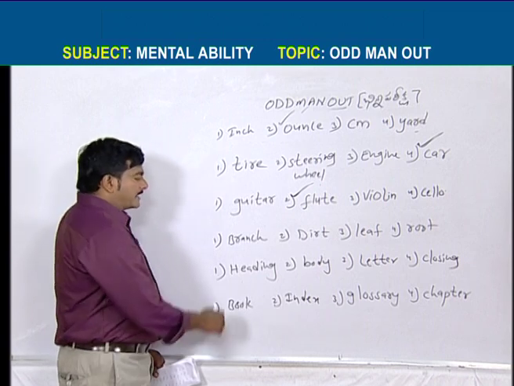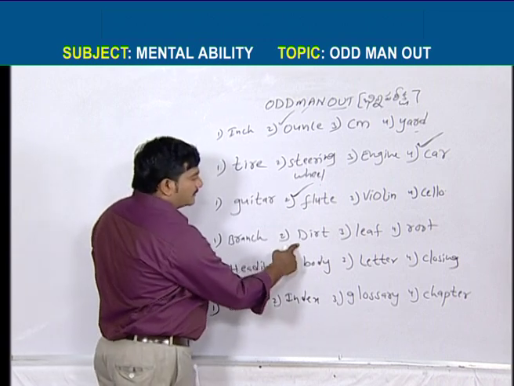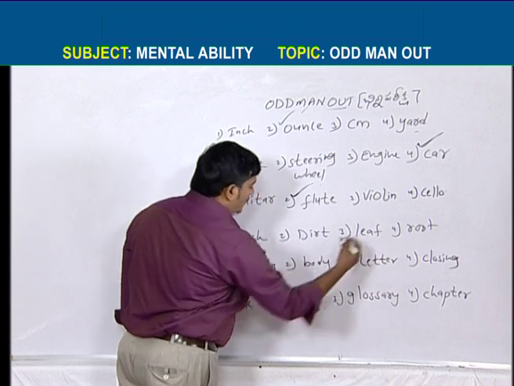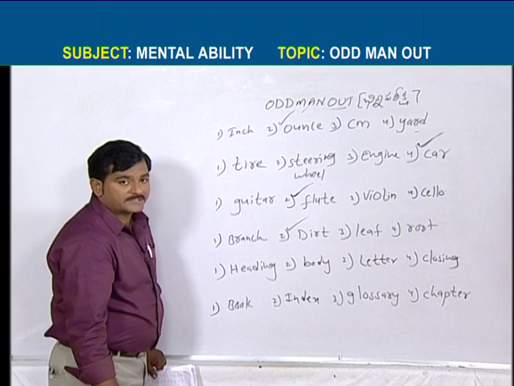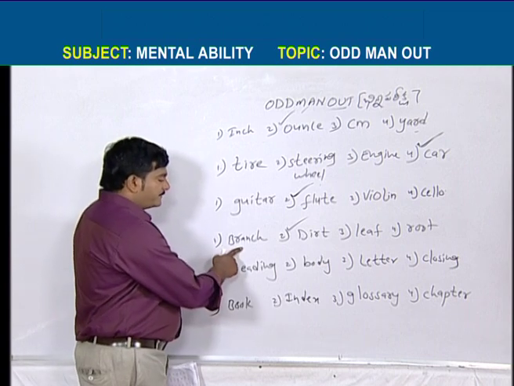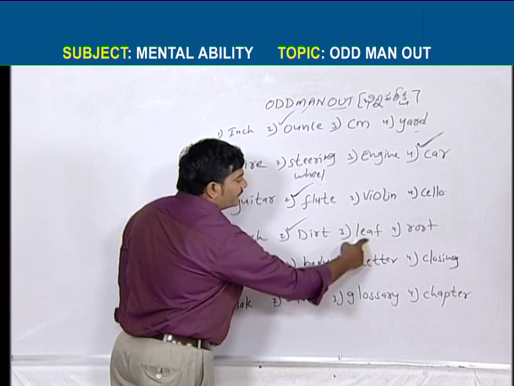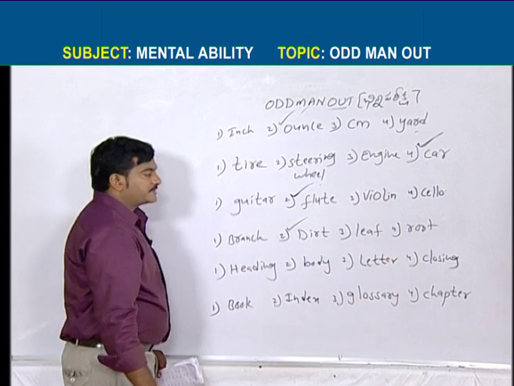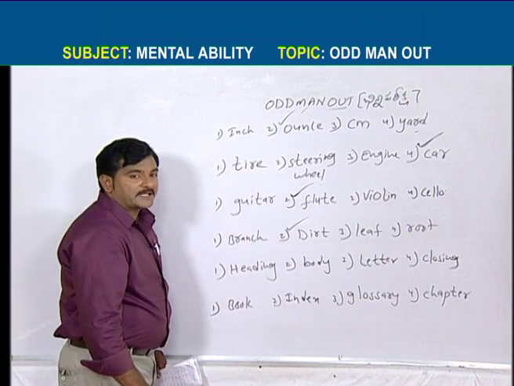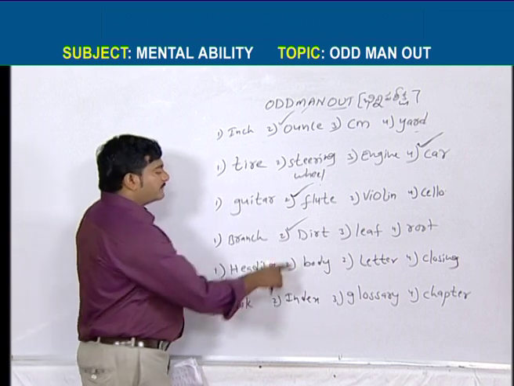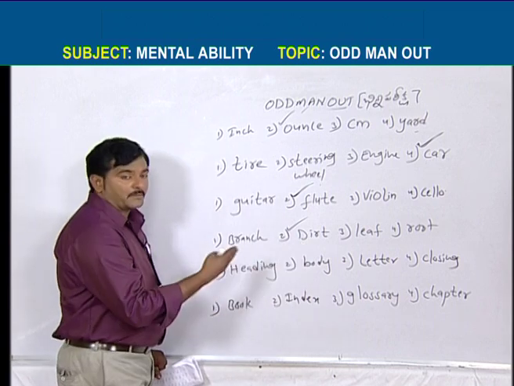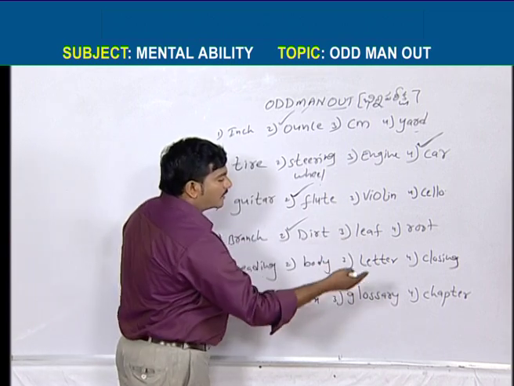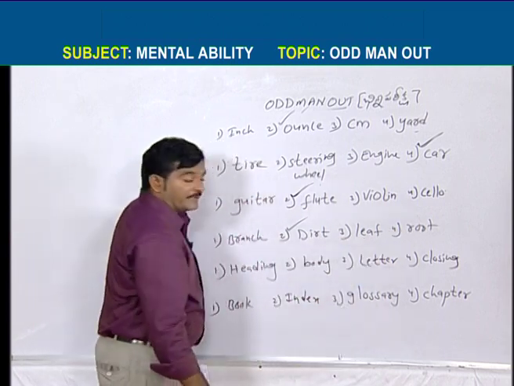Now, branch, dirt, leaf, root. The answer is, clearly what we can say, dirt. Why is the answer dirt, and not branch, leaf and root? Branch, leaf and root, these 3 are parts of a tree, whereas dirt is not part of a tree. Branch, leaf, root.